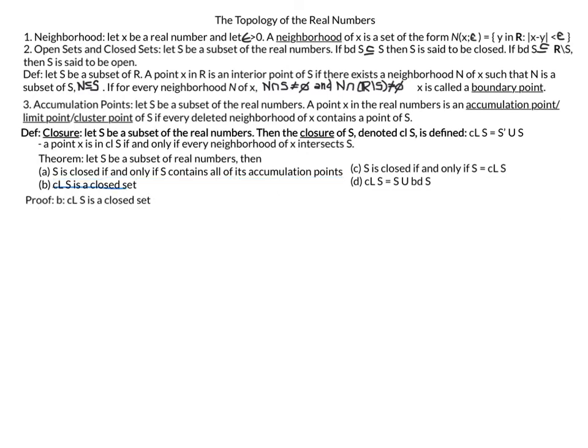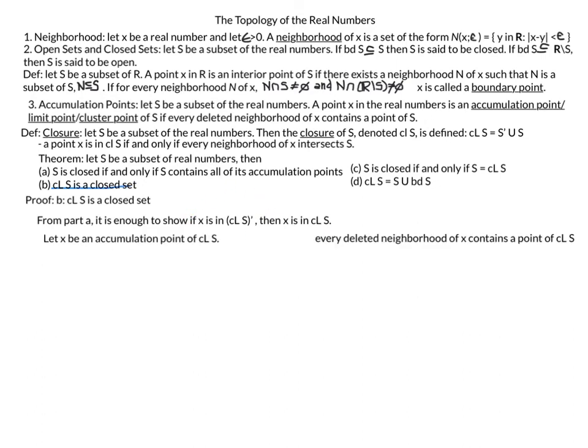Next, we'll do the proof of part B. The closure of S is a closed set. And this proof is useful when doing one of the other proofs in the review exercises. We will start by noting from part A, it is enough to show that if X is in the accumulation points of the closure of S, then X will be in the closure of S, because part A says S is closed if and only if S contains all of its accumulation points. So it's closed if it contains all of its accumulation points.